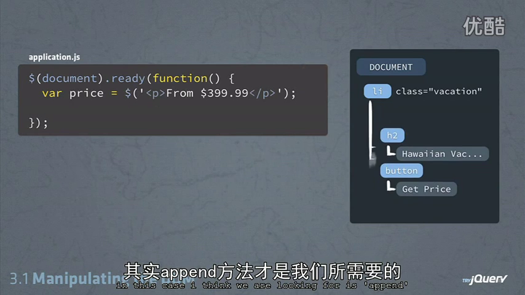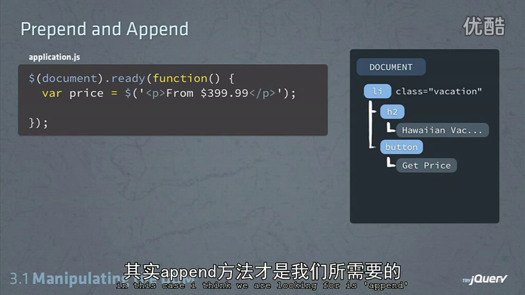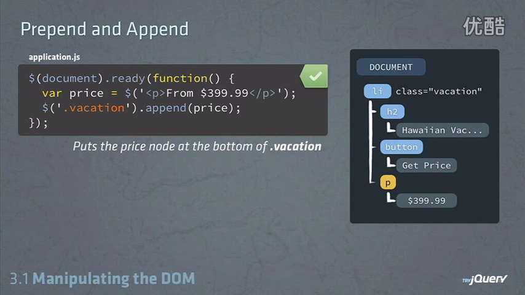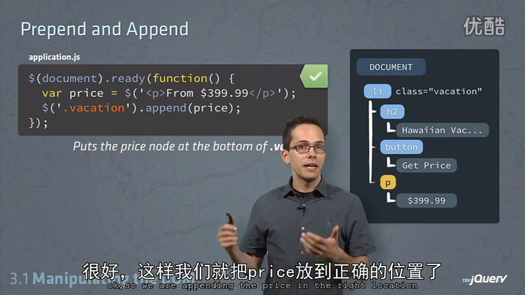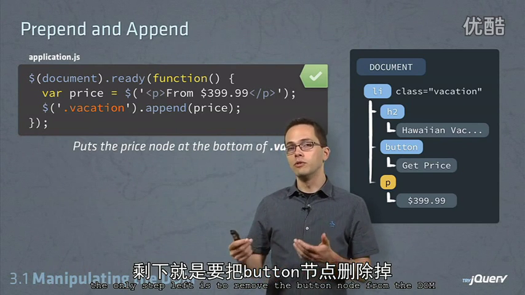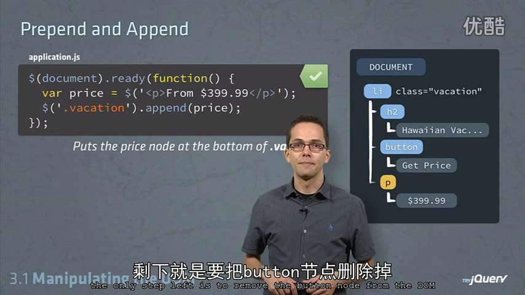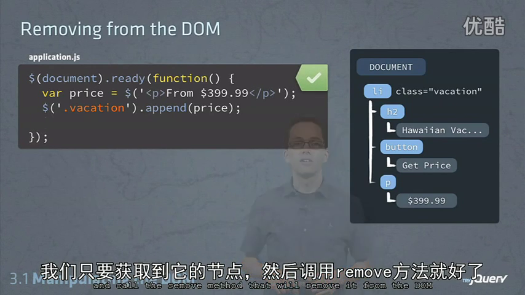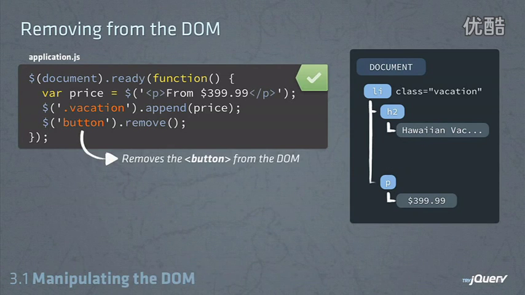In this case, I think what we're looking for is append. Append is going to add that price node as the last child of our list item. Okay, so we're appending the price in the right location. The only step left is to remove the button node from the DOM. To do this, we simply fetch the node and call the remove method. That will remove it from the DOM.